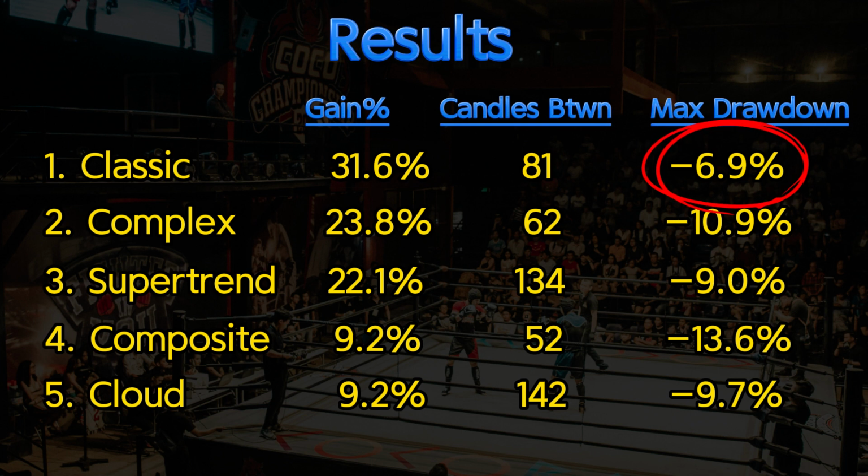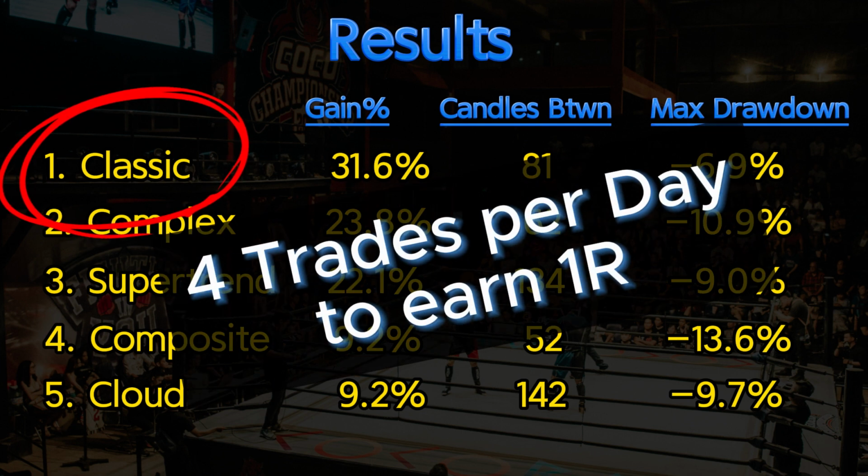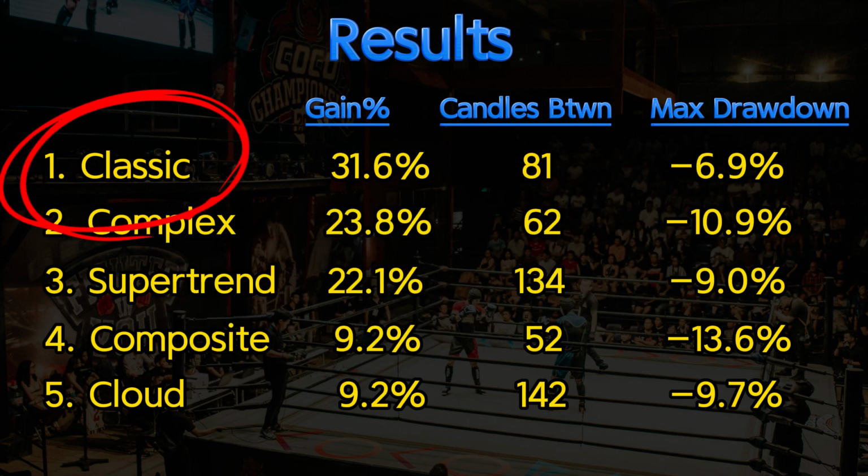Still though, according to my testing, and remember this is limited to only 200 signals, you would only need about 4 trades per day on the average to earn 1 R, or the amount that you risk on your typical trade. This classic strategy seems like a great starting point for anyone developing their own system, to maybe try adding other indicators or price action to increase the win rate or the percent return even further.